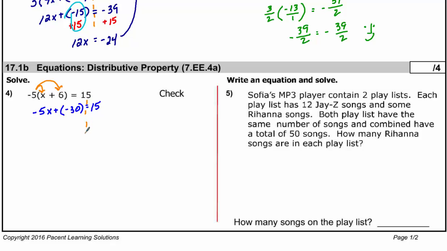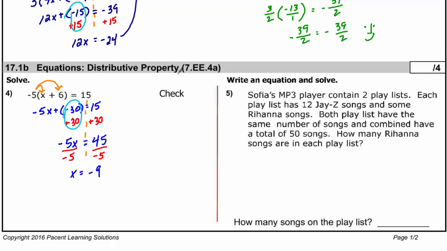Here's my reminder dashed line. I'm going to add 30 on both sides. So now I have 30 zero pairs. I have negative 5x is equal to 15 plus 30 is 45. Divide by negative 5, divide by negative 5, and we have x is equal to negative 9.